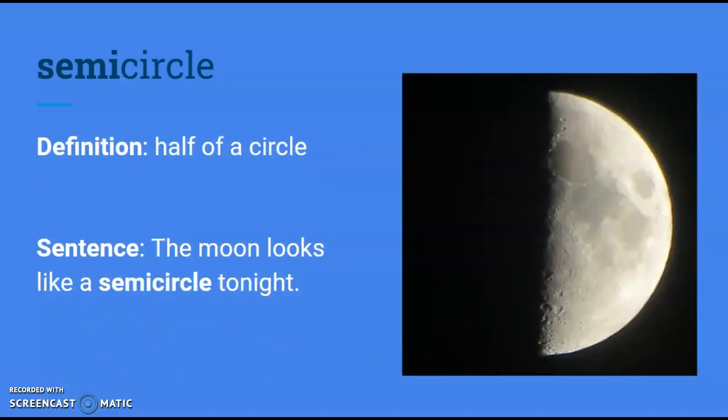The next word is semicircle. This is half of a circle. As you can see, the moon looks like a semicircle tonight.